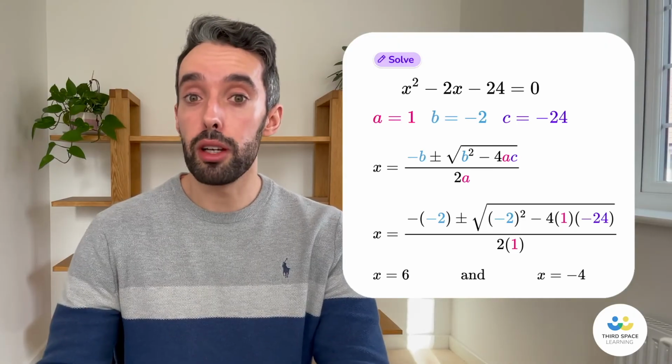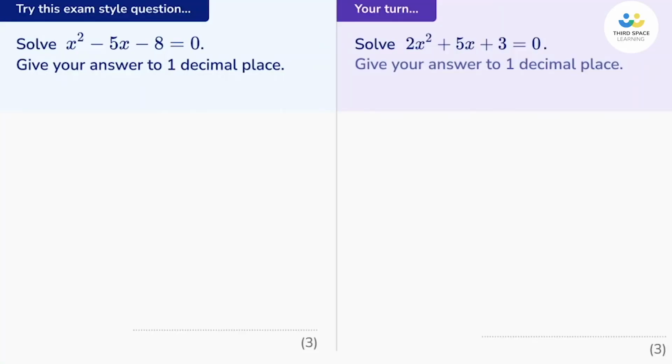But sometimes factorising will be easier than using the quadratic formula. So let's have a look at a few examples together to see how to spot when to use which method. So the question says solve this quadratic equation. Now there's lots of different ways that we can solve quadratics. We can factorise some of them, or we can use the formula, and the formula will always work.